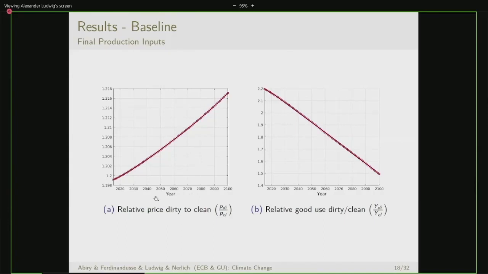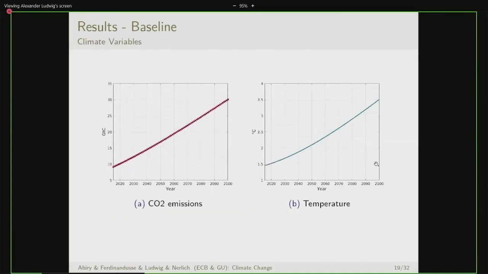And the relative price of the intermediate goods of dirty relative to clean goods is increasing, and thus the output of dirty goods is decreasing. Even though this is the case, CO2 emissions are constantly increasing. If that were stronger, we would observe a hump shape here. But we see this constant increase, and a constant increase also of the global temperature. And we end up at 2 degrees above pre-industrial levels, and that's in line with the IPCC projections.